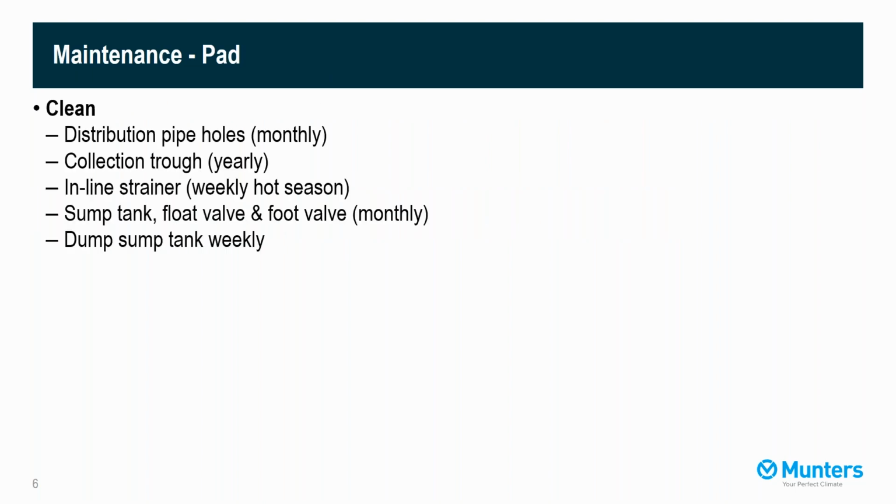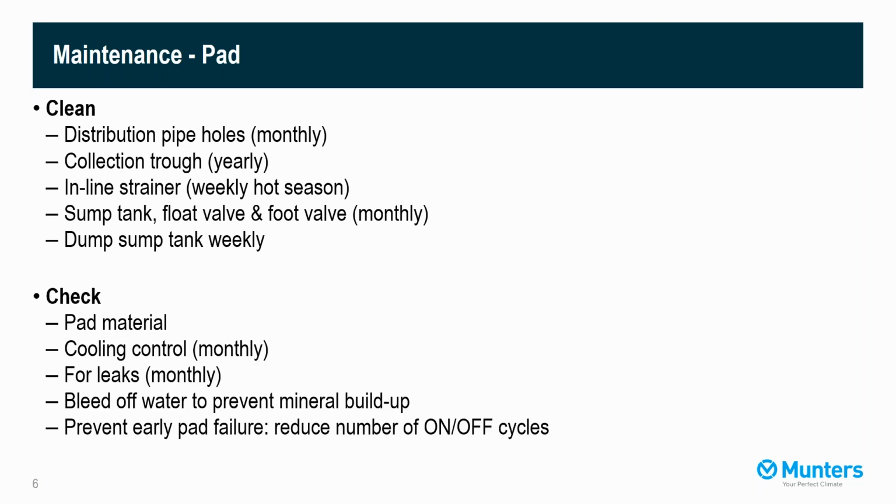So for maintaining the pad, we want to clean the distribution pipe holes monthly, and the collection tank yearly. The inline strainer, we want to clean that out weekly in hot weather, during the hot weather when it's in use a lot. The sump tank and float valve and foot valve, if you have a non-submersible pump, we want to clean those out monthly. The other thing we want to do, when we're cleaning these other parts, is check the pad material, make sure there's no damage to it.